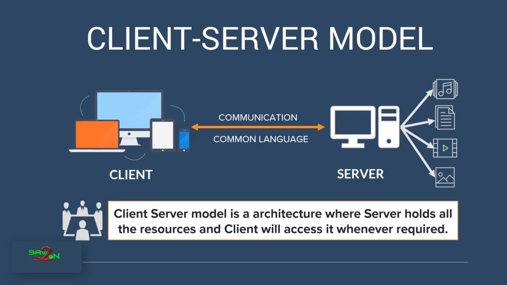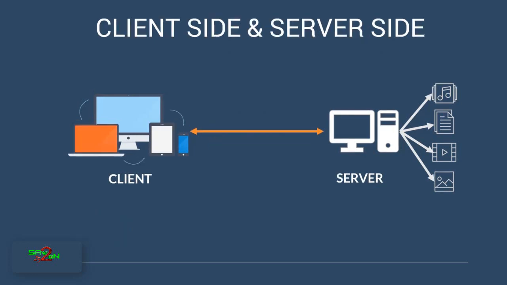If someone asks you what is a client server model, remember this definition. It's an architecture where the server holds all the resources and the client will access it whenever required. So in the client server model, the server holds all the resources and the client will make a request to get those resources. It's as simple as that. Keep it in very simple terms when you explain the client server model. Okay, so let's move on.